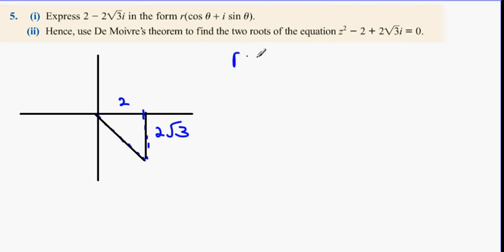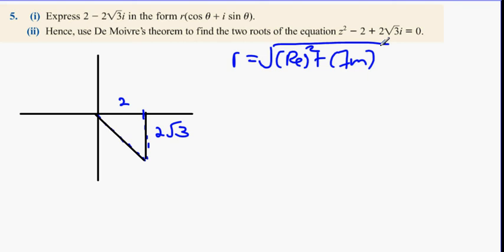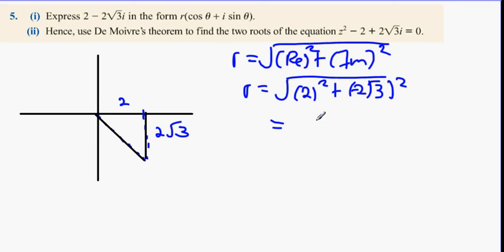Now we have to find out the r value. The r value equals the modulus, which is the square root of real plus imaginary, and both of them squared. So r equals 2 squared plus minus 2 root 3 squared. Put that all into the calculator, and what you're going to get is 16, and the square root of 16 equals 4. R equals 4.